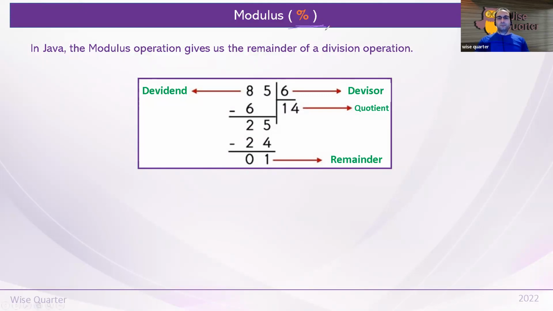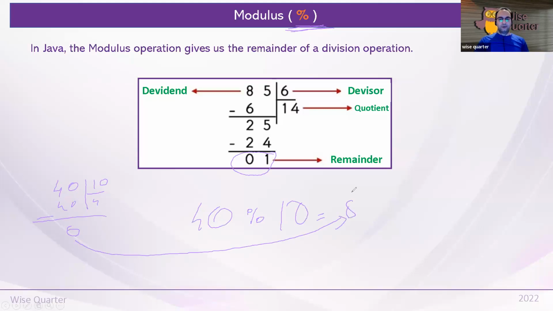This symbol returns us the remainder. When you try to divide 40 by 10, there will be 4 of it, and the remainder will be 0. When you use modulus, 40 modulus 10, directly it will give you 0.